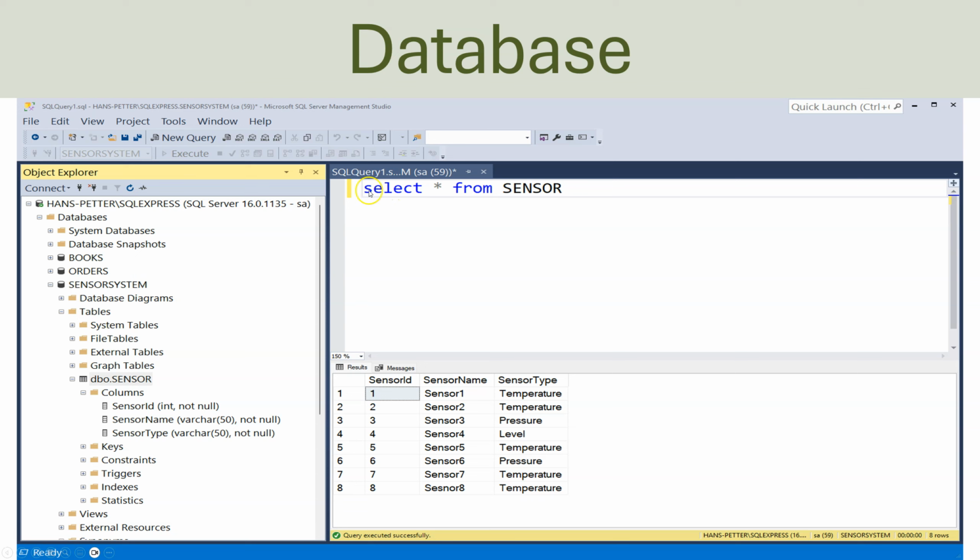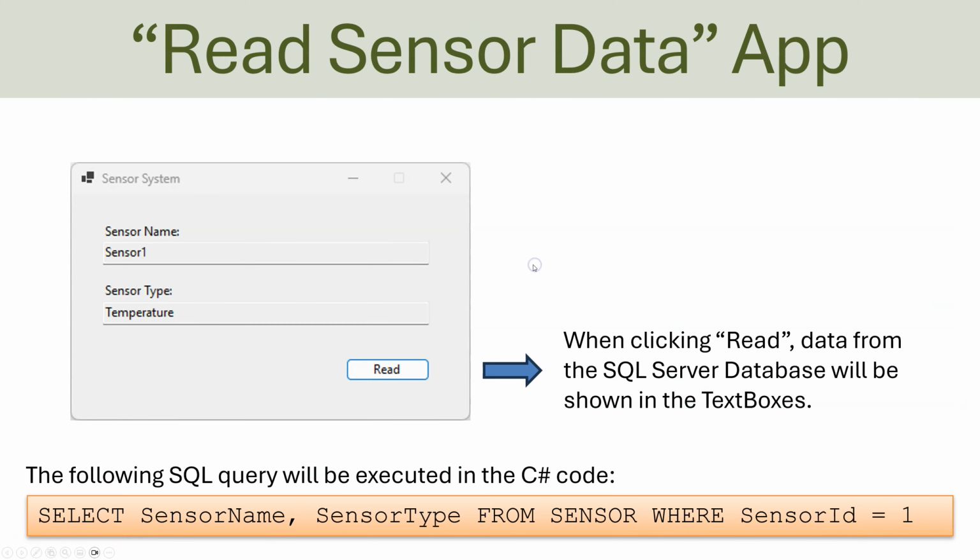So if I run a select statement, select all from sensor, we are able to retrieve the following data that are stored in this table. So we have sensor ID, sensor name and sensor type. So let's start to see if we are able to retrieve or read some data from the database and present it in a Visual Studio Windows Forms desktop application.